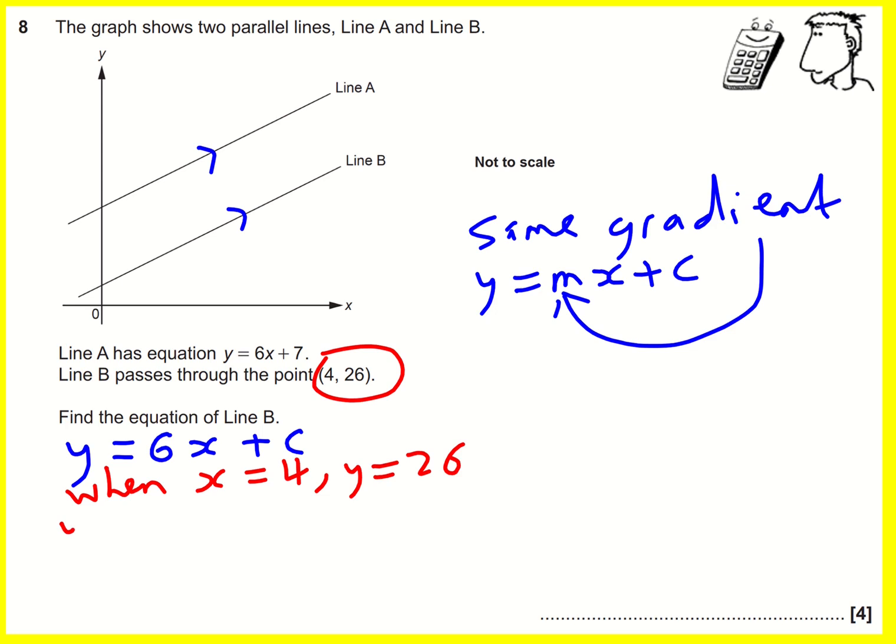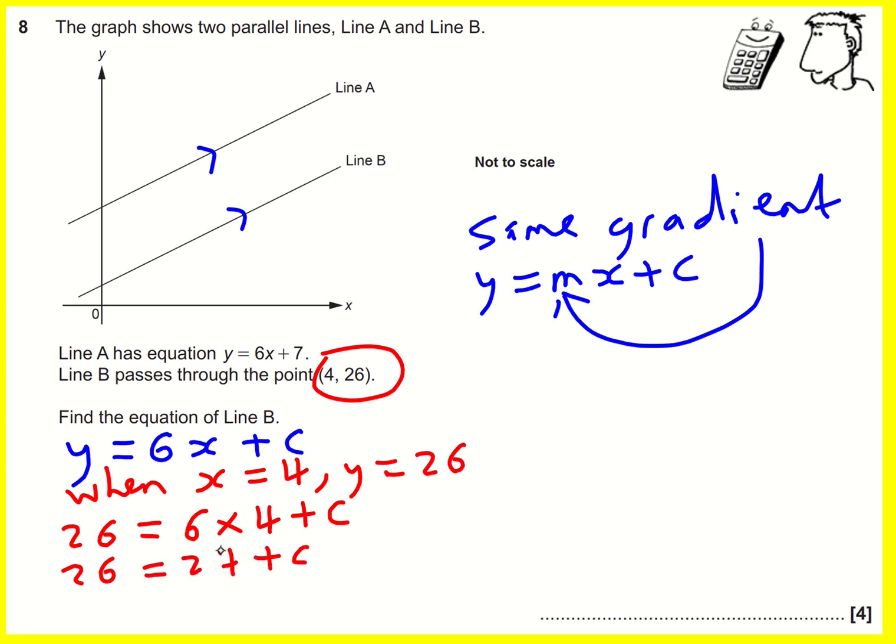So I can write down 26 equals 6 times 4 plus c. That means 26 is 24 plus c, and c is equal to 2. And that is my answer basically. y is equal to 6x plus 2.